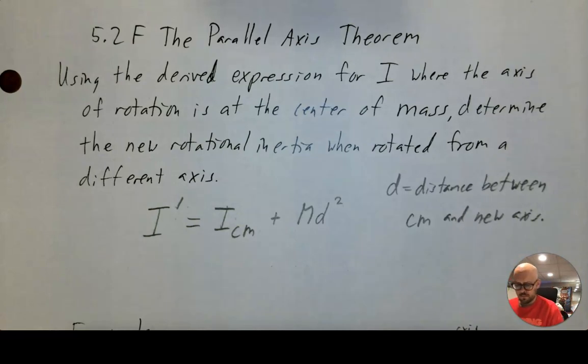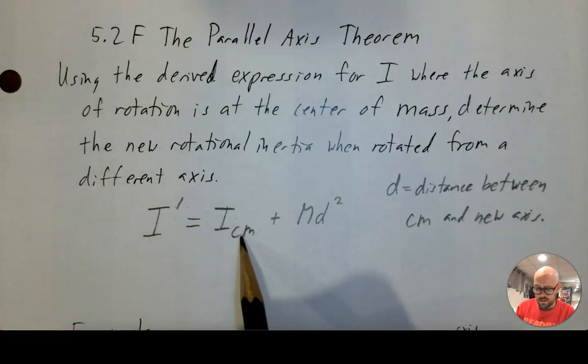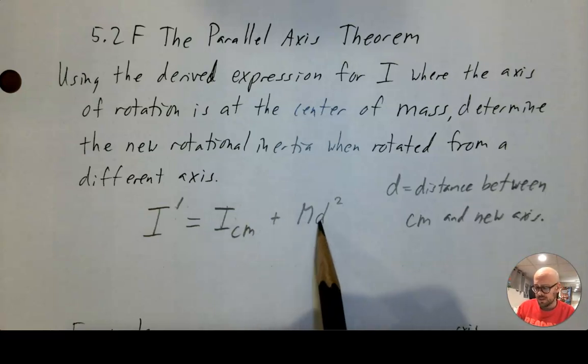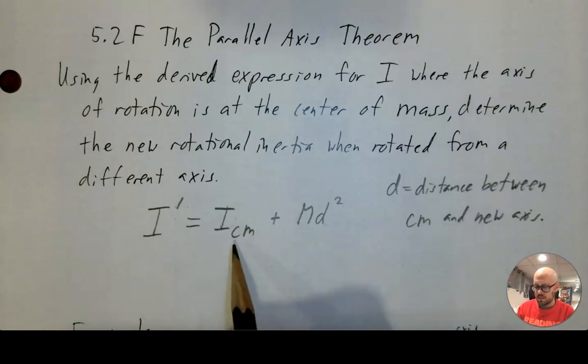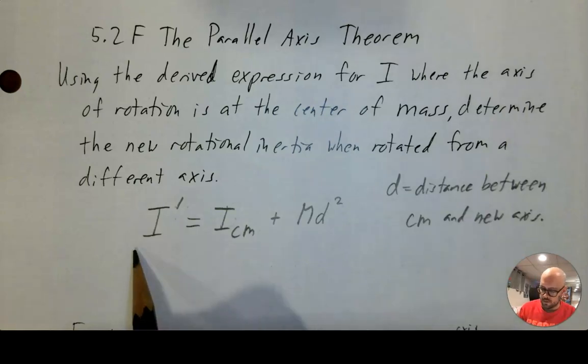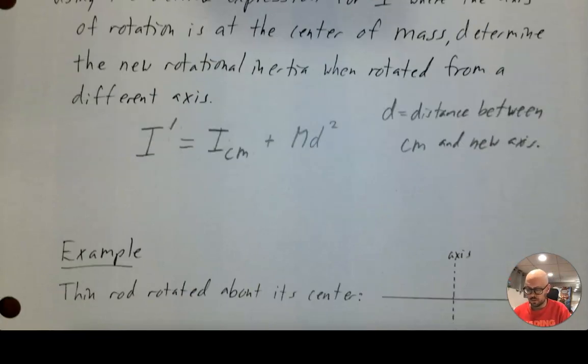So, to say that again, the rotational inertia at a new axis is equal to the rotational inertia when rotated around the center of mass, plus the mass of the object times the distance between the center of mass and the new axis squared. This is on your equation sheet, so you don't need to look it up. And again, it's just a useful tool where you can use one of those derived expressions and then adjust it to find a new rotational inertia just by moving the axis. So we're going to do an example.